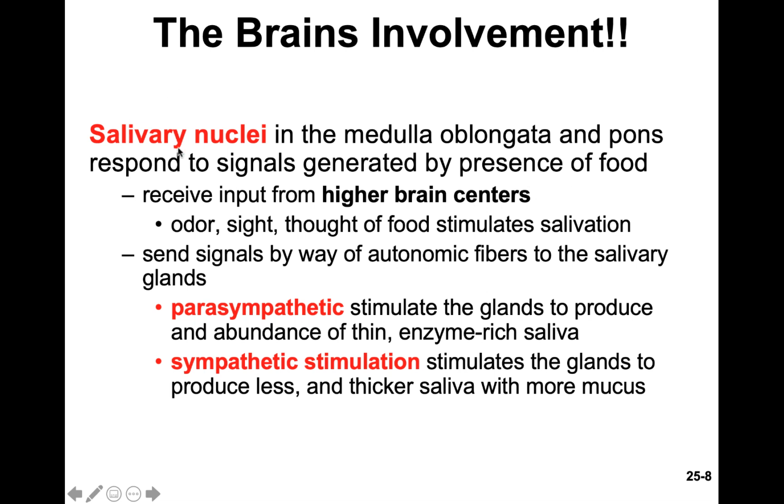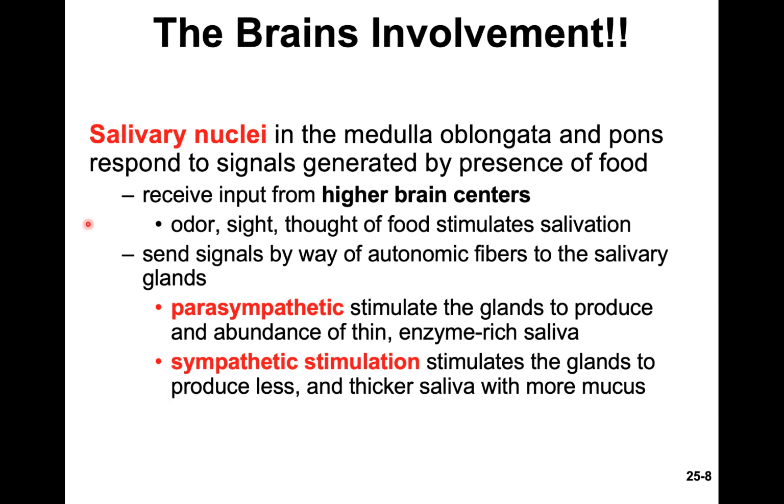So the salivary nuclei receives its signal from your senses. You smell food, you see food, and you think about food. All 3 of these are going to stimulate the salivary nuclei to make saliva. It's just like if you were sitting here and I gave you a Sour Patch Kid in your hand, and I said, don't eat it, just look at it, and get it really close to your mouth as if you were going to eat it. Just having that Sour Patch Kid in your hand, making you think about that sour flavor in your mouth, is going to cause your salivary nuclei to start producing saliva.